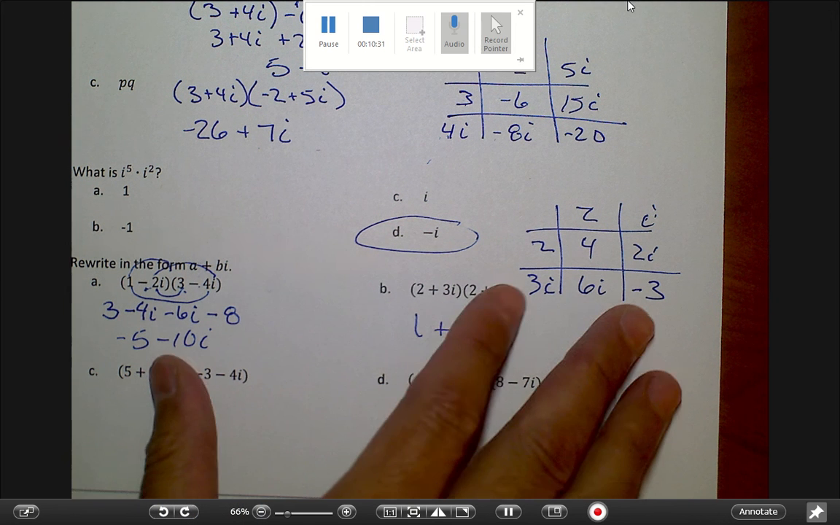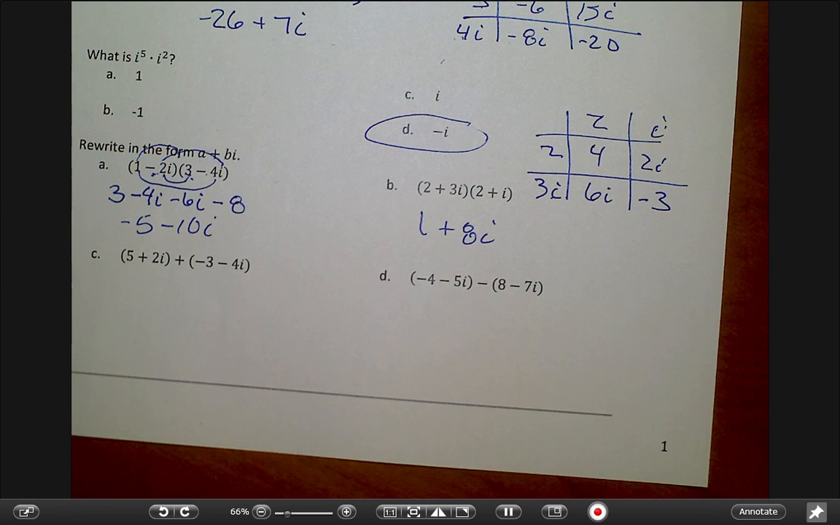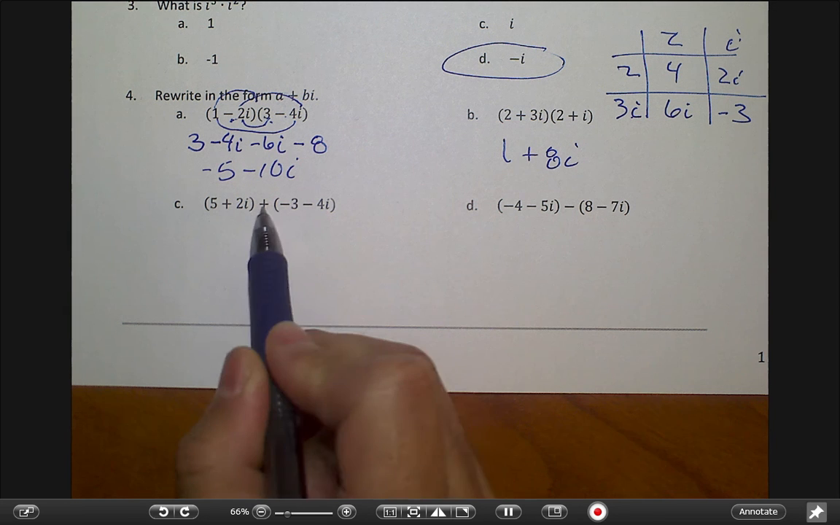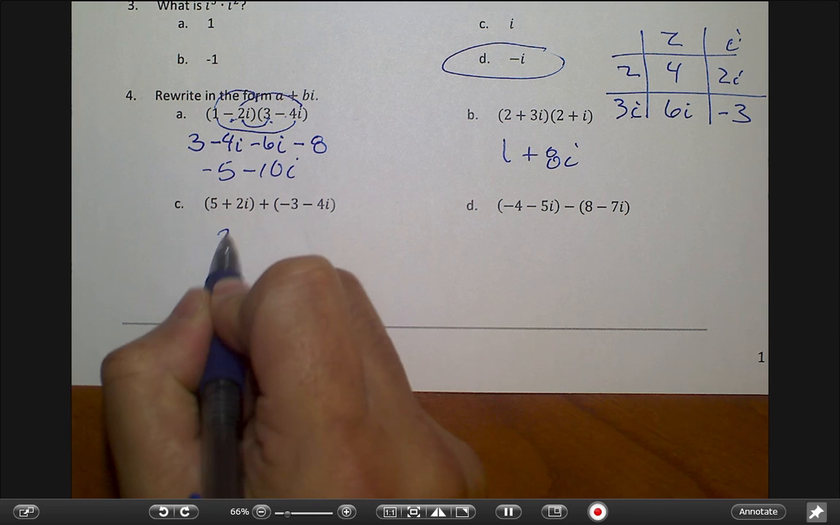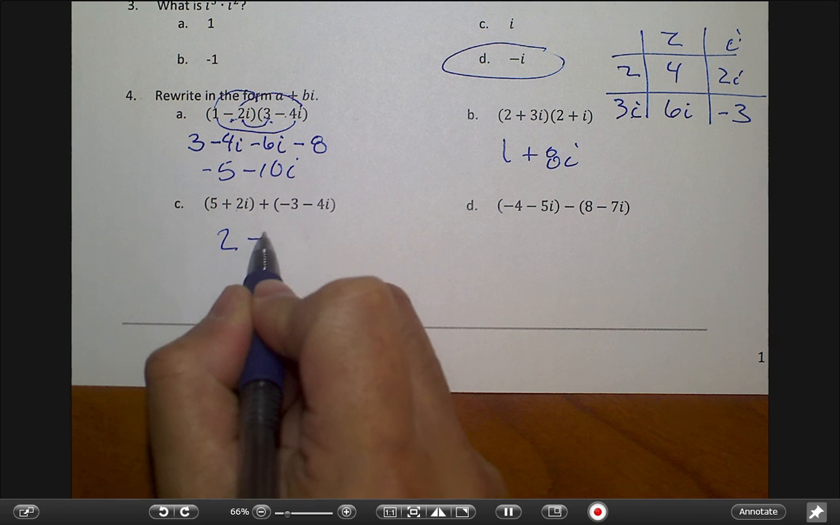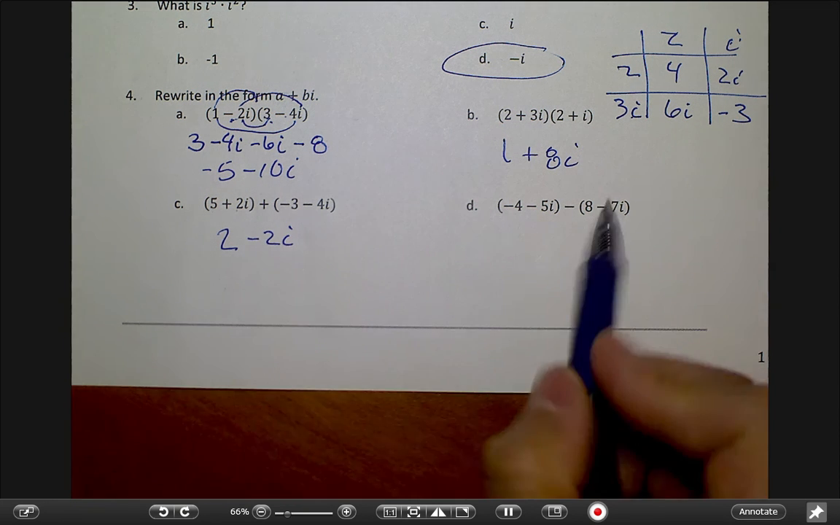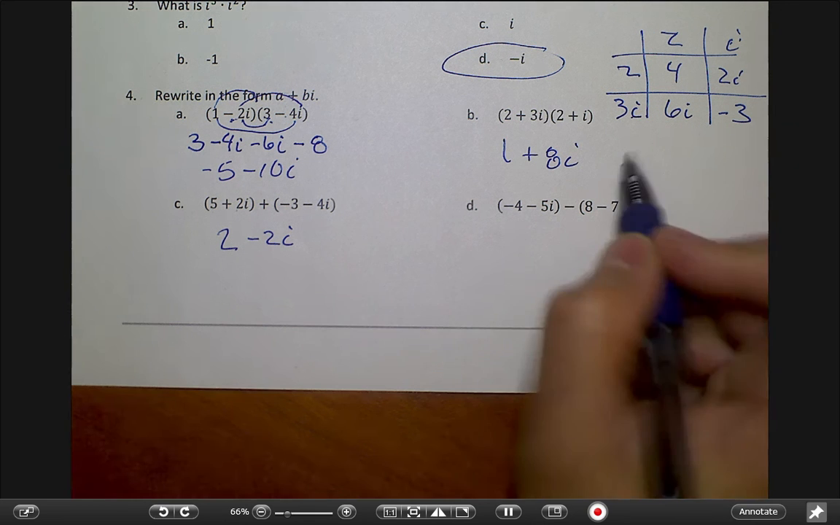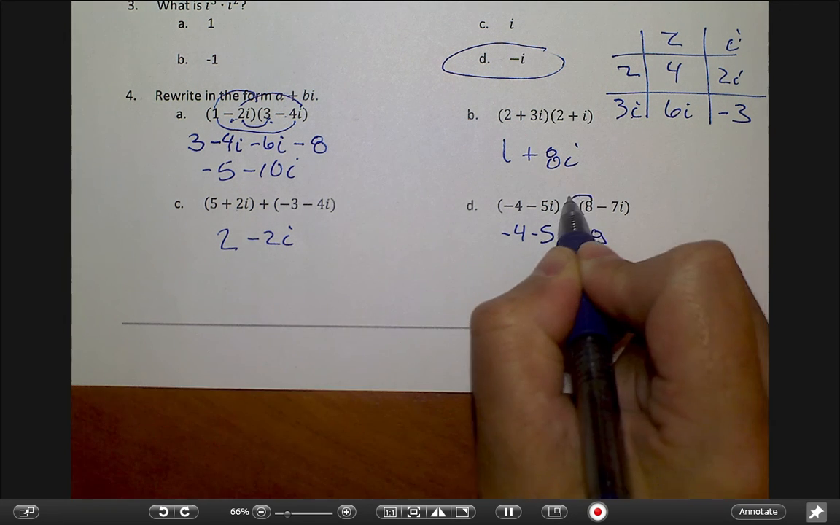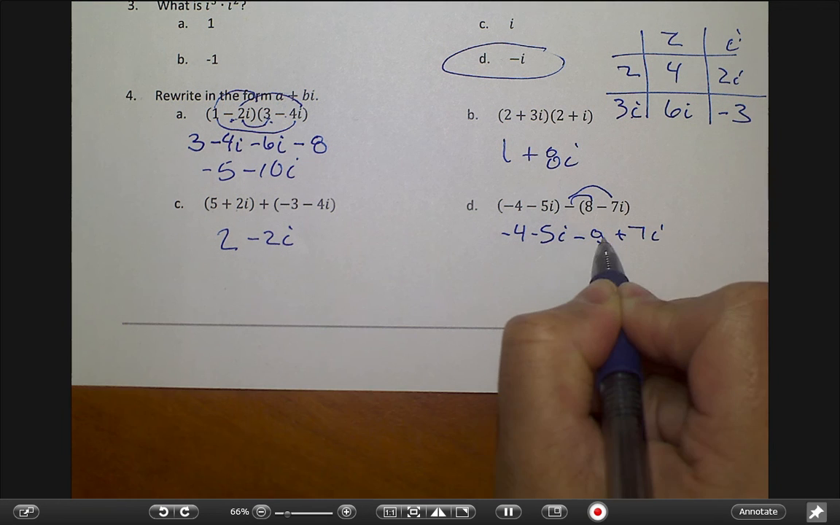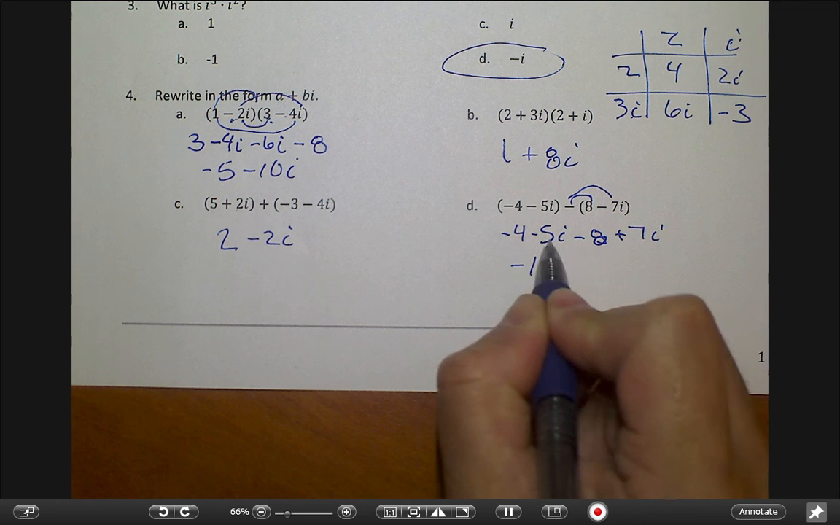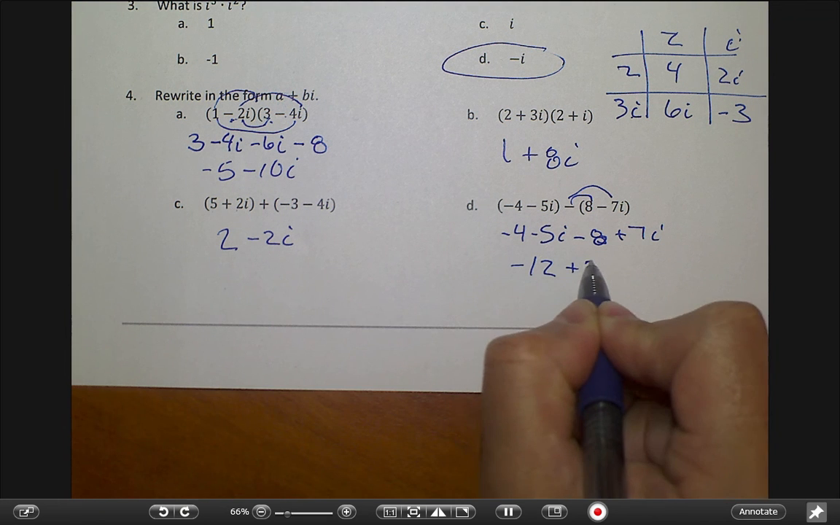Okay, so let's go ahead. I'm going to go back down and do these ones here. So these are combining, adding together, so I add my reals, so I should get 2, and add my imaginary, I get 2i and negative 4, which is negative 2i. Very good. And this one right here is a minus sign, so again we have to distribute. So it's negative 4 minus 5i minus 8 plus 7i. Combine my reals, I get negative 12. And combine my imaginary, I should have plus 2i.